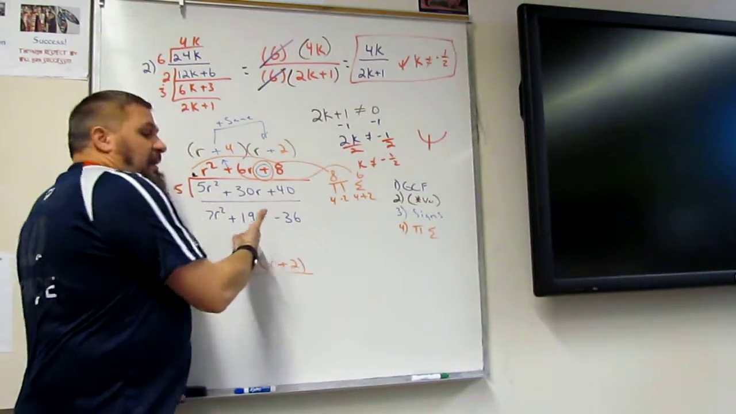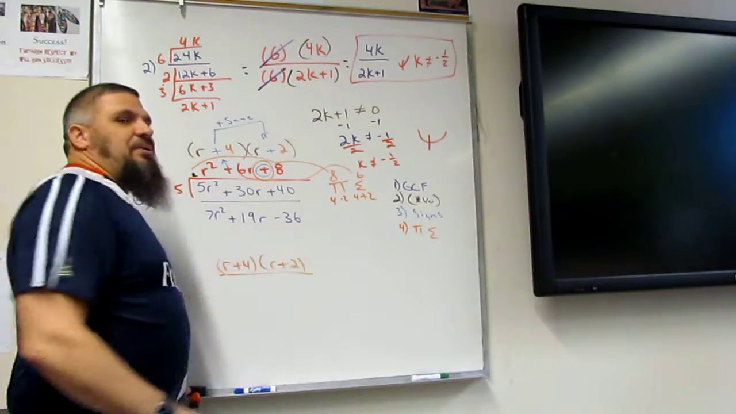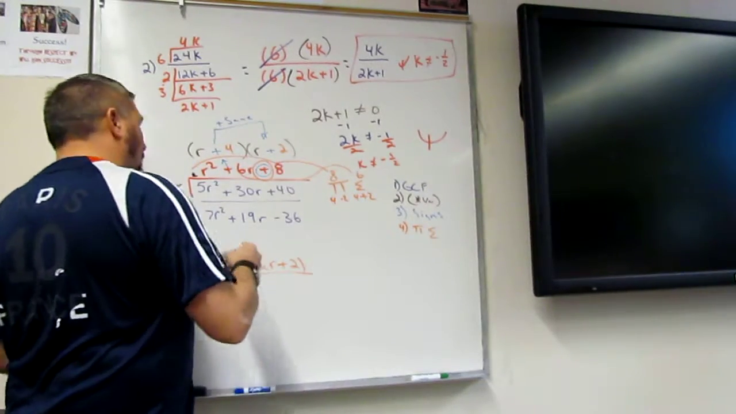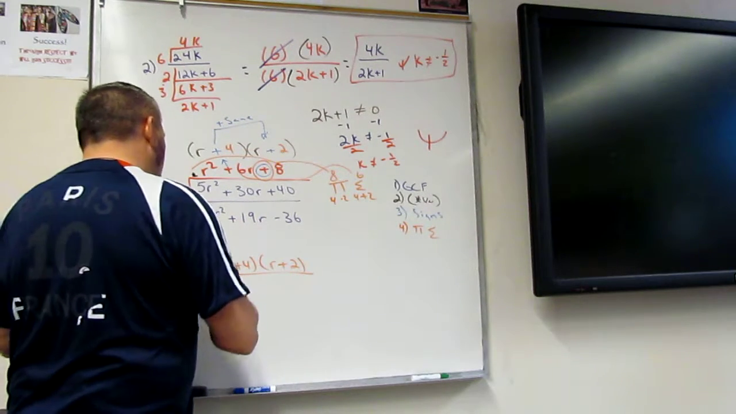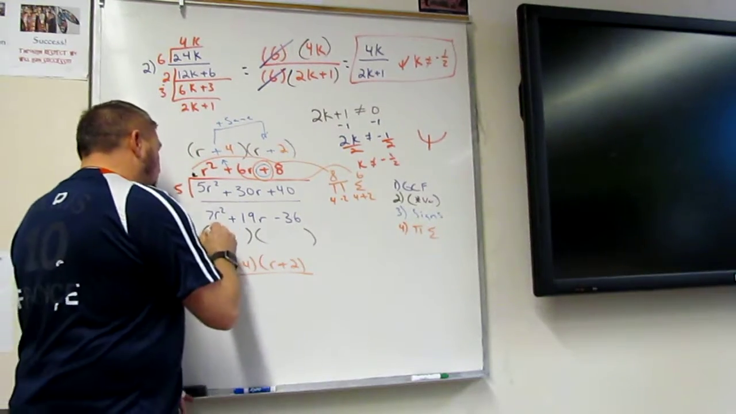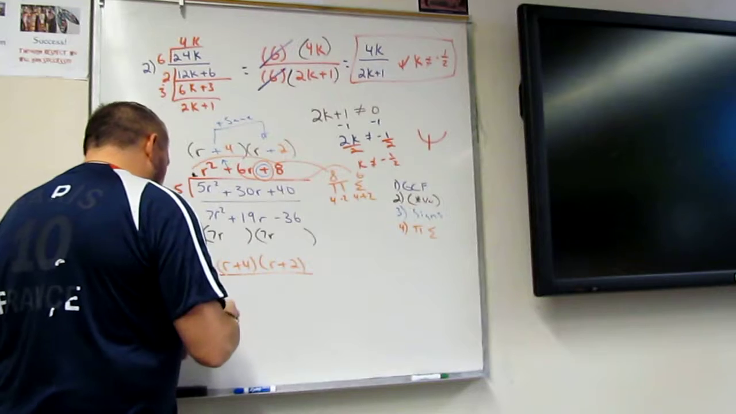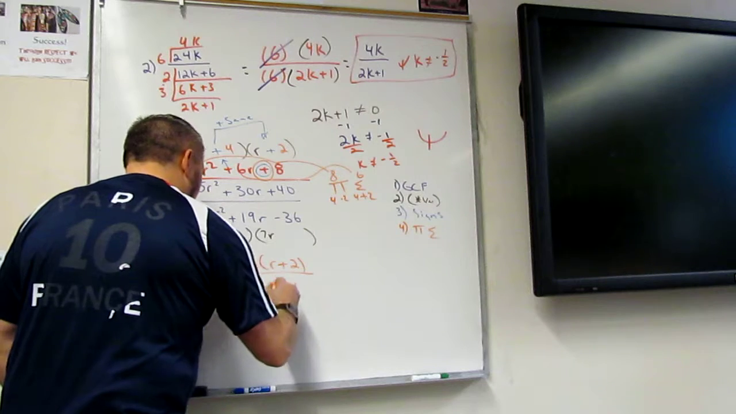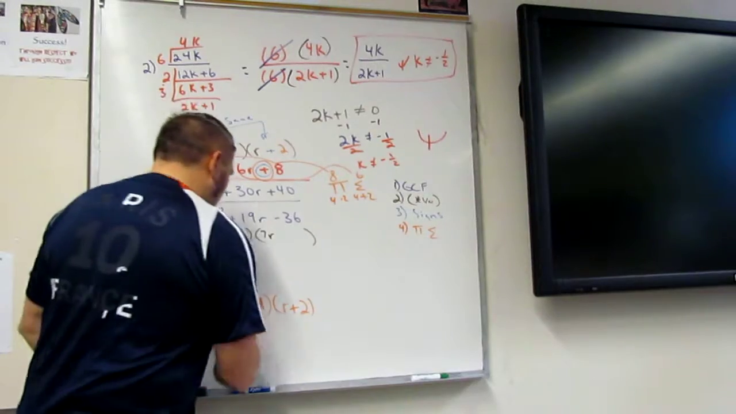Now I've got to do the same thing to the bottom. Does anything go into 7, 19, and 36? No. So we're going to start with parentheses, star variable, so 7r. Now I'm going to move this down just a little bit so it's not in our way. So r plus 4 times r plus 2. That's on the top.